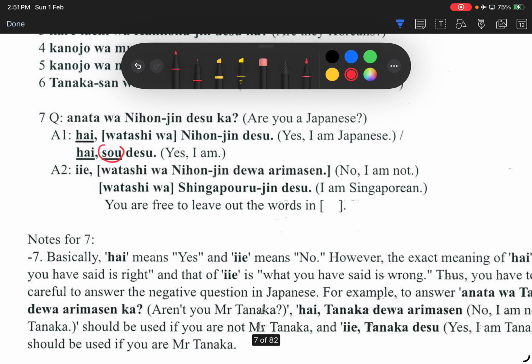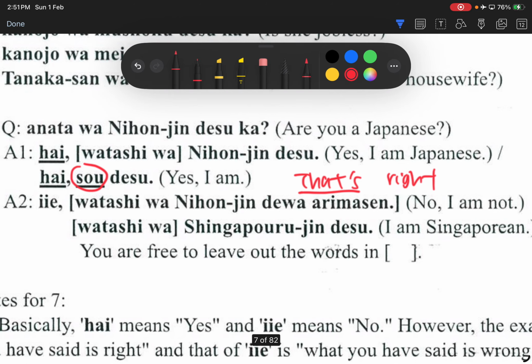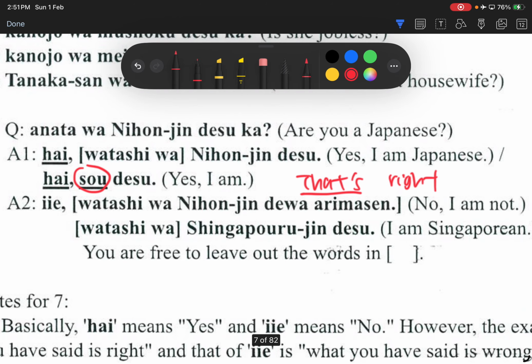Okay, and then we learn this so desu. Okay, so so desu just simply means in English, that's right. Right? Then what is that's referring to? That's right. So that refers to whatever was mentioned before. So I'm lazy to quote whatever was mentioned before.